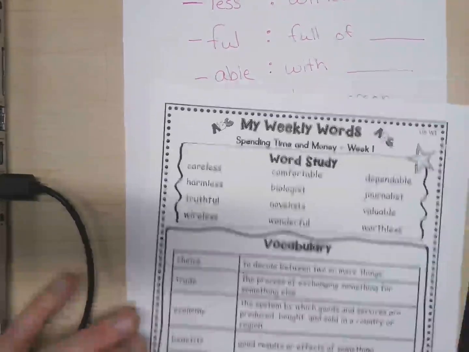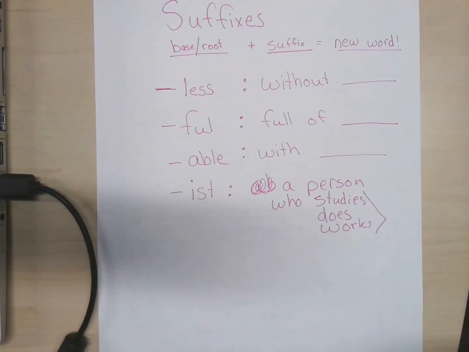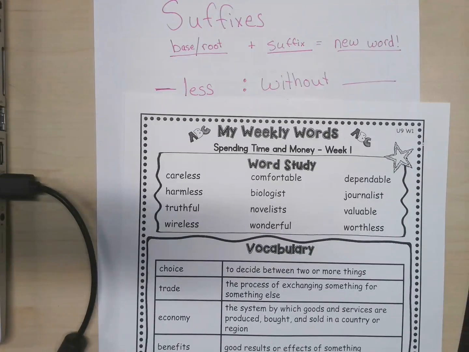Okay? So these are the 4 suffixes that we are working through this week. In addition to knowing how to spell these words, you need to be able to read them. You need to be able to understand the meaning of them.